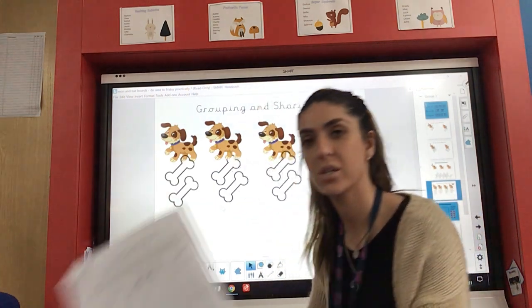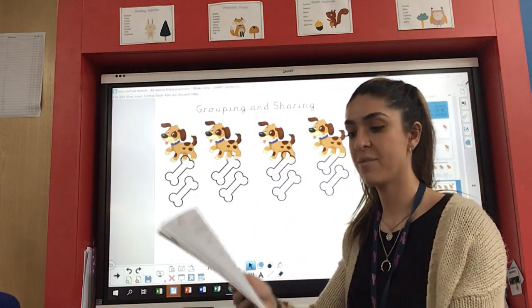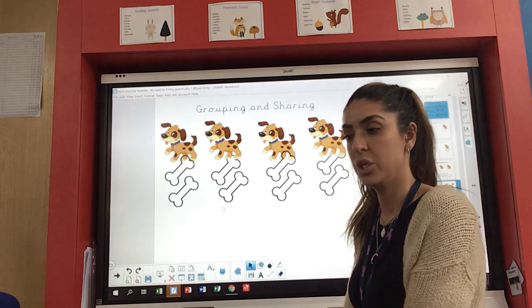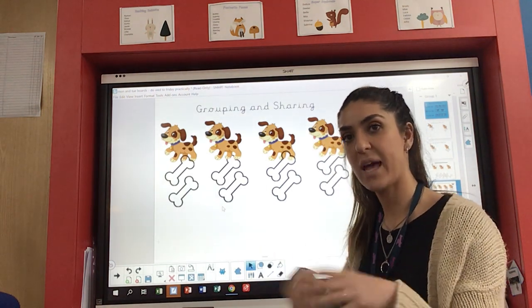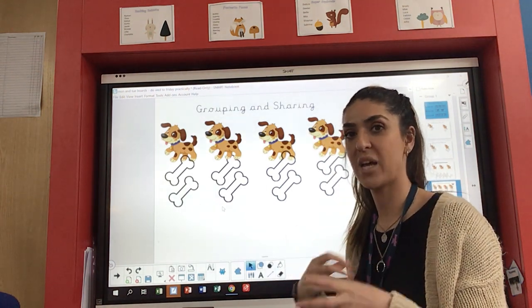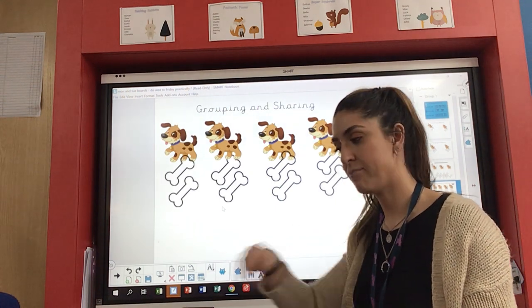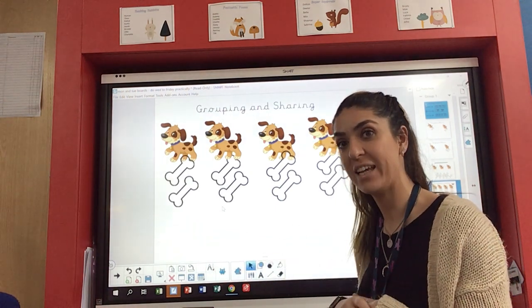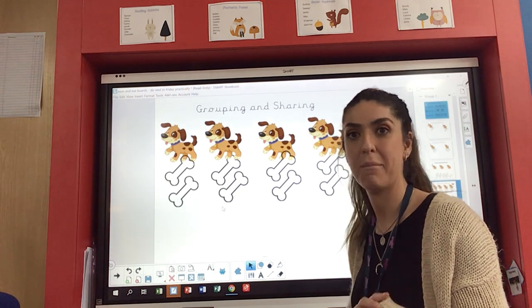Try your best with the book. And then perhaps as an extra activity, you could share out some toys with your teddies, or you could share out some objects in your house with your family, and make sure that you share it fairly so that everybody has got the same amount.